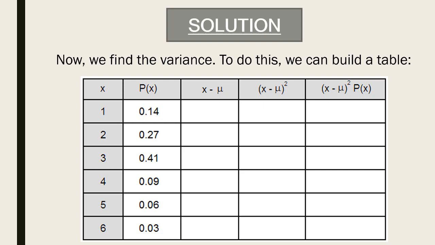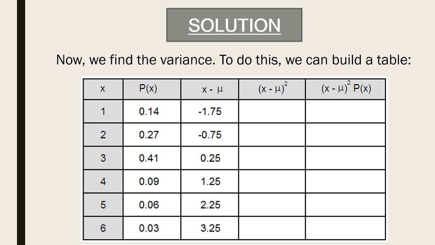So we'll start with x minus mu. If we take the x value of 1 and we subtract the mu, which was 2.75, we get negative 1.75. And 2 minus 2.75 is negative 0.75. 3 minus 2.75 is 0.25. 4 minus 2.75 is 1.25. 5 minus 2.75 is 2.25. And 6 minus 2.75 is 3.25.